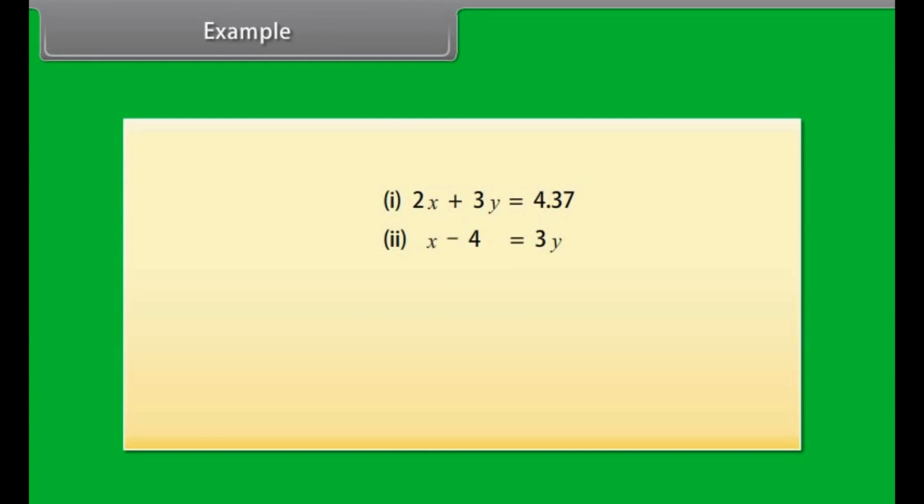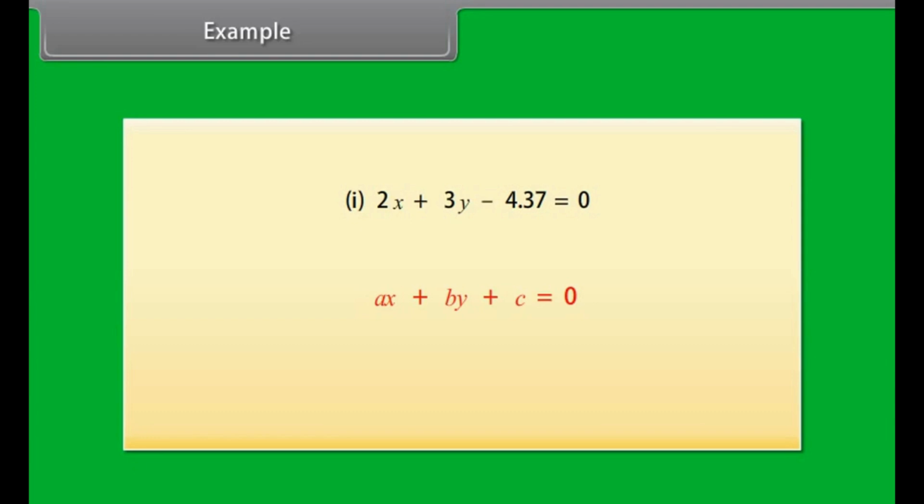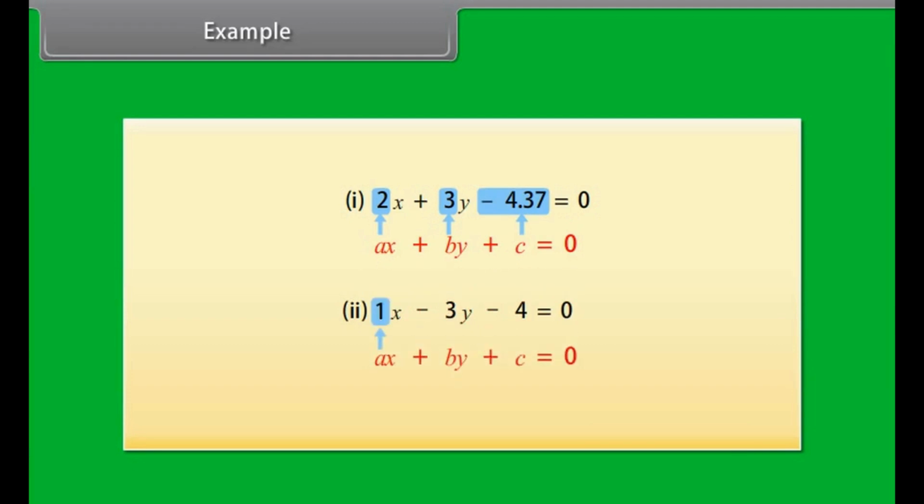Example. Let's now write these equations in the form ax plus by plus c is equal to 0. The first equation can be written as 2x plus 3y minus 4.37 is equal to 0. Here, a is equal to 2, b is equal to 3, and c is equal to minus 4.37. The second equation can be written as x minus 3y minus 4 is equal to 0. Here, a is equal to 1, b is equal to minus 3, and c is equal to minus 4.